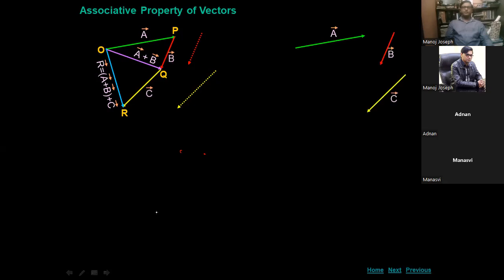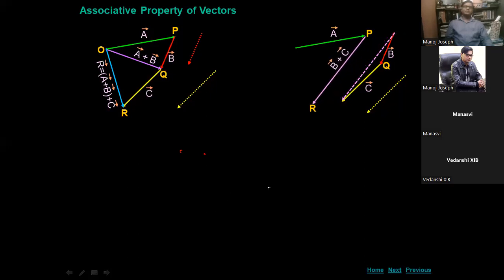Vector A and vector B and vector C again. Now we attach the tail of C with the head of A. Then we directly join the tail of B with the head of vector C. Then in that case, the side PR is the resultant of vectors B and C. So it will be B plus C.